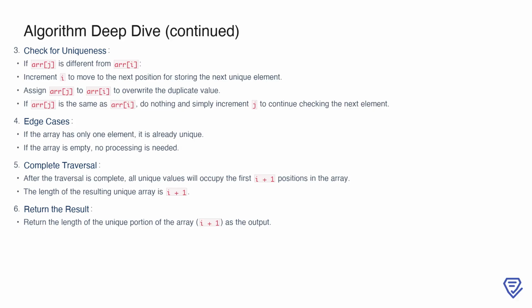There are a few edge cases to consider. If the array is empty, there's nothing to process, so we immediately return a result of 0. If the array has only one element, it's already unique, so we return its length as 1. Once we've traversed the entire array, all unique elements will be grouped at the beginning of the array, occupying the first i+1 positions. The result we return is the length of this unique section, which is also i+1. This ensures the algorithm completes efficiently while modifying the array in place.